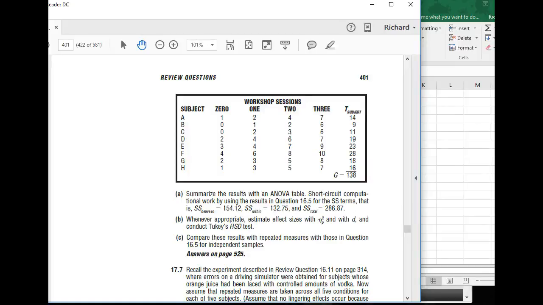Good morning, this is Dr. Vaughn again. We're continuing on with part B of question 17.6 for our Psych 520 statistics course. So in part A, we computed the ANOVA table for this repeated measures ANOVA for this set of data, given the sum of squares from a previous problem in the text. We also computed the eta squared, and now we're going to run the Tukey's HSD test.